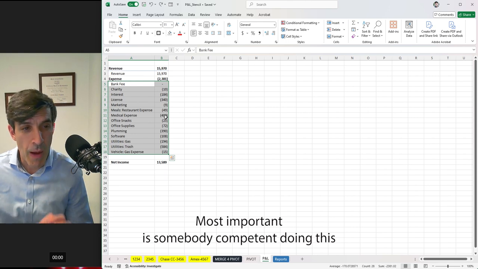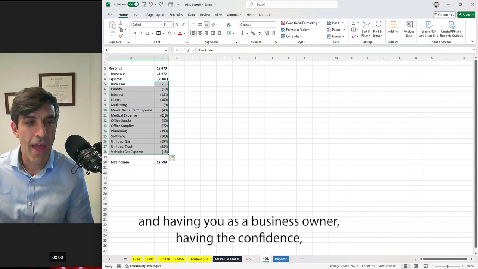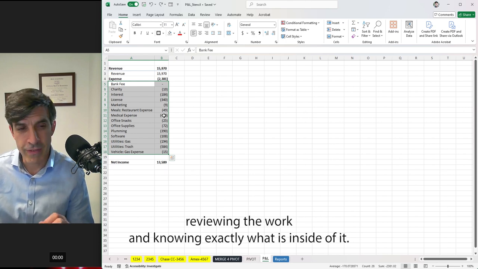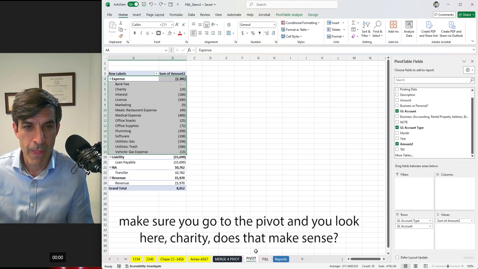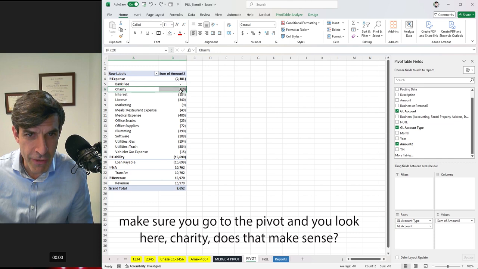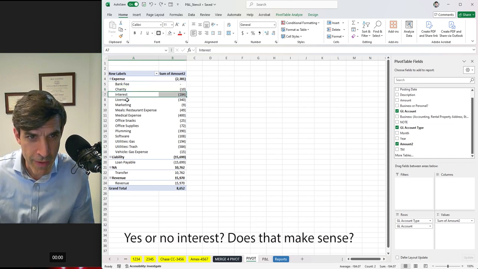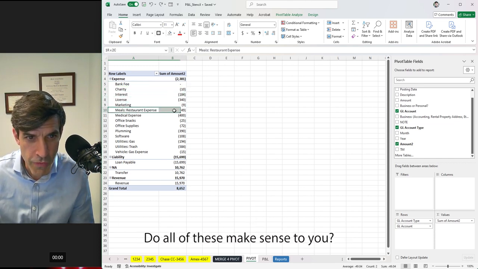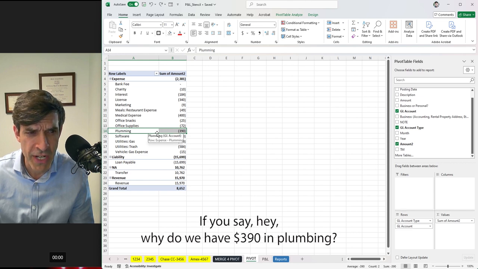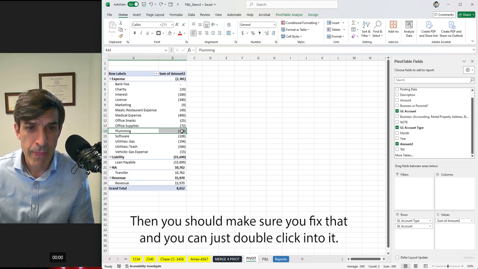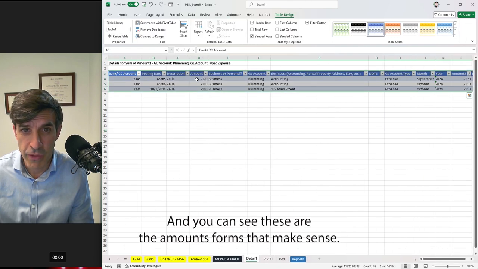Most important is somebody competent doing this, and having you as the business owner having the confidence, reviewing the work and knowing exactly what is inside of it. So if you have somebody prepare this for you, make sure you go to the pivot and you look here. Charity, does that make sense? Yes or no? Interest, does that make sense? Licenses, yes or no? Marketing, do all of these make sense to you, the number and what it is labeled as? Plumbing, if you say, hey, why do we have $390 in plumbing? I never hired a plumber. Then you should make sure you fix that. And you can just double click into it and you can see these are the amounts.